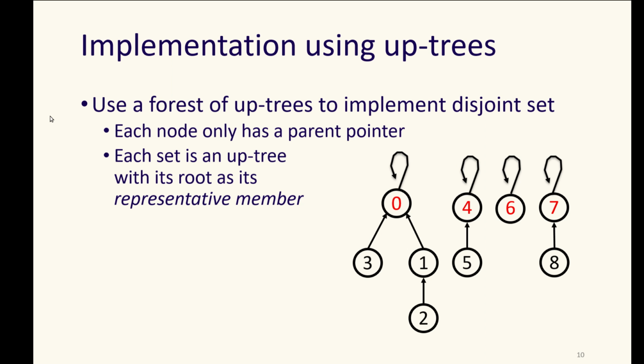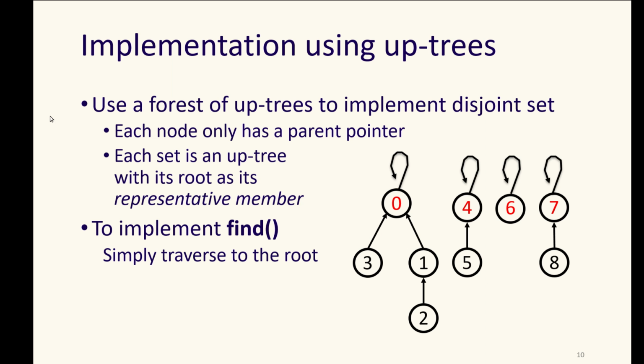And every disjoint set in our disjoint set abstract data type is its own up tree with its own root as its representative member. To implement the find, if we already have the element, then we can just jump up to the root and that tells us the identifier. But we don't yet know how we're going to be able to grab the elements. So hold on to that thought.